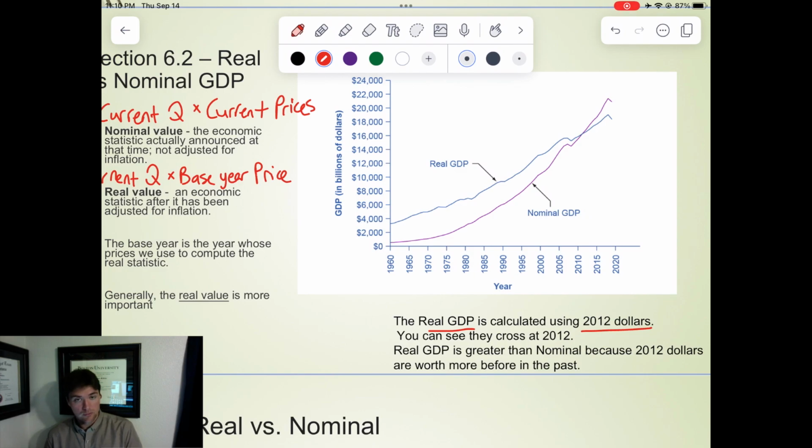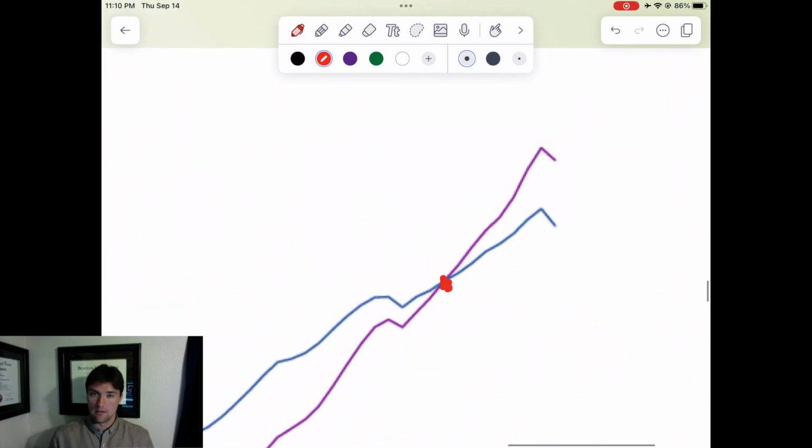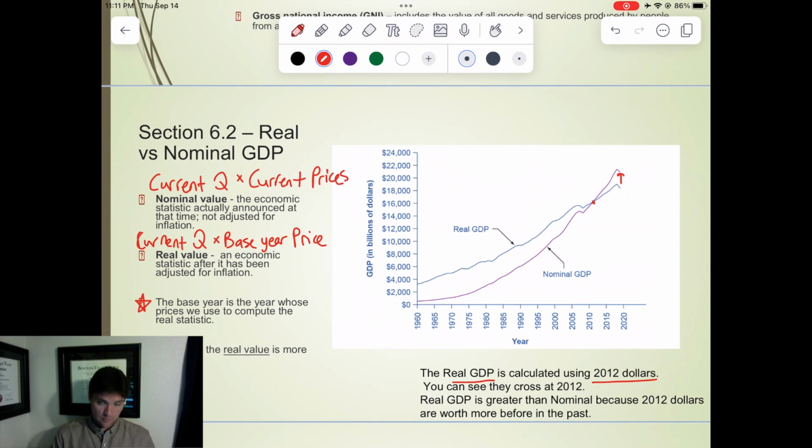As you can see here, real GDP will be greater than nominal GDP for everything before 2012. This is because your 2012 dollars are worth more. So you have that quantity, and your dollars are worth more because they're 2012 dollars. Everything after 2012, nominal GDP is going to be more. Now this distance here has to be the difference in prices, because you're using the current prices. The real value is more important because of this.